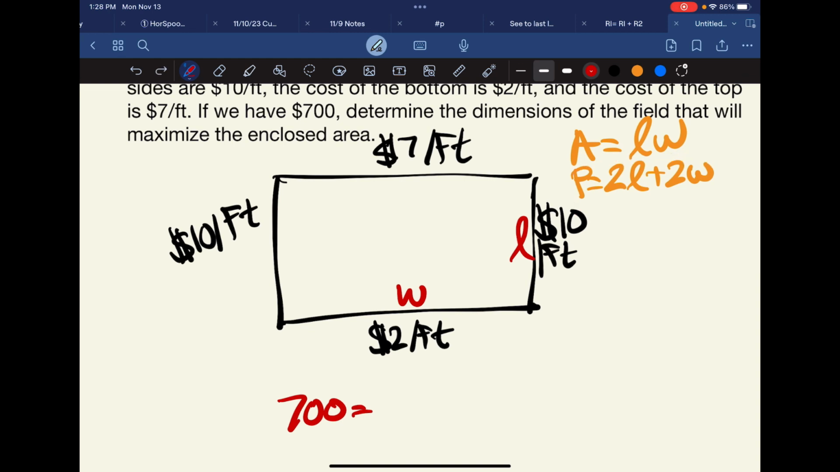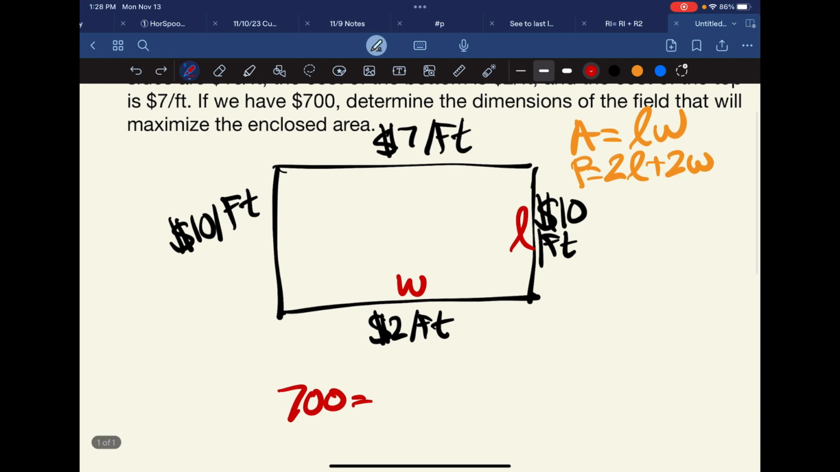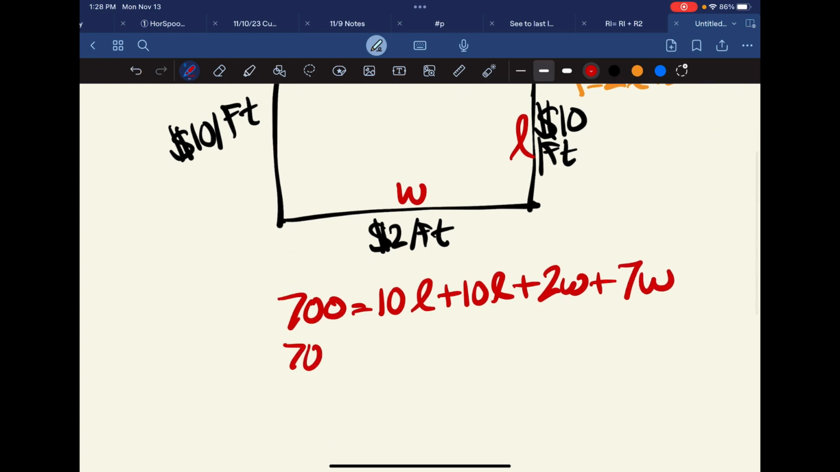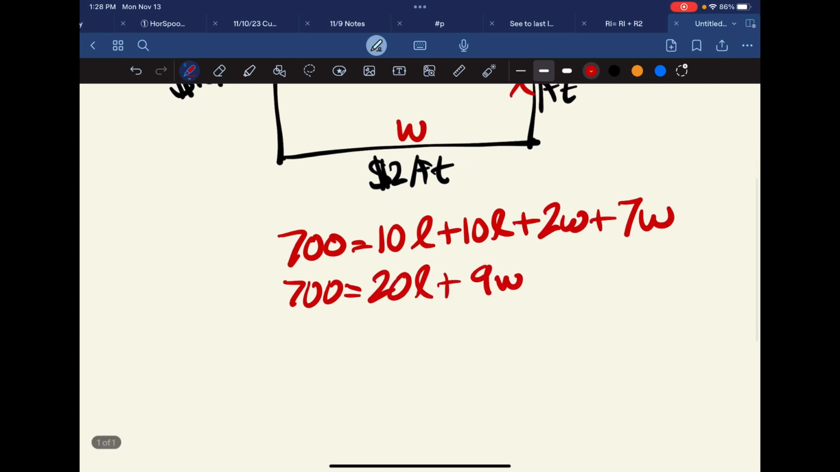So we could say that our length, we have $10 times the length plus $10 times the length for this and this, right? However much length the fence will have, we're going to be charging $10 over here and $10 over here. And then for the width, however long the width is, we're going to be charging $2 over here and $7 up here. So this is the formula that we're going to get. We can simplify this to 20L plus 9W.